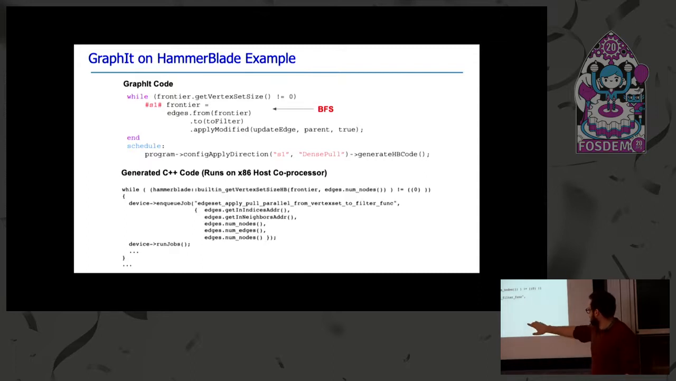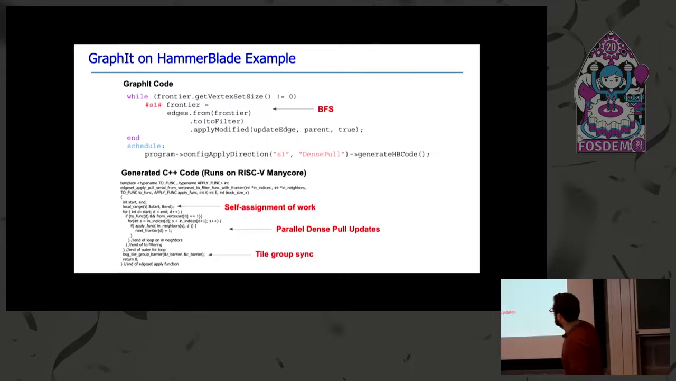You can see that it's just the outer loop, but we're offloading the work. And here's the generated RISC-V code. It's C++ code. The work is self-assigned. We have a local range function. And then we are doing a parallel dense update. And then finally, when all the work is done, we do a tile group sync.